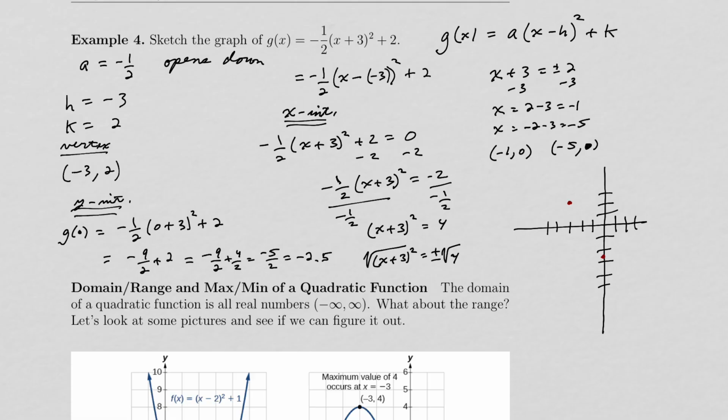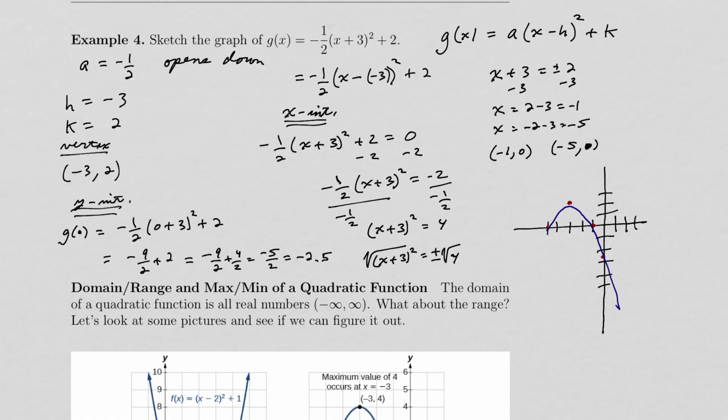And then I had an x-intercept at (-1, 0), which is right here. Again, it's really hard to draw this really well by hand, freehand. But if you use something like Desmos, it'll do it perfectly for you. And then what's the other x-intercept? (-5, 0), right? So that's right here. So this parabola is going to look something like this.